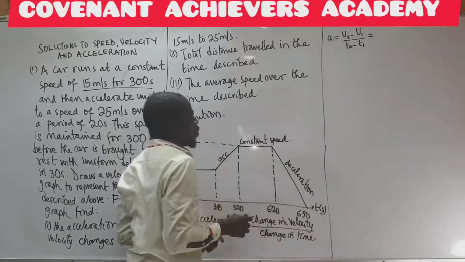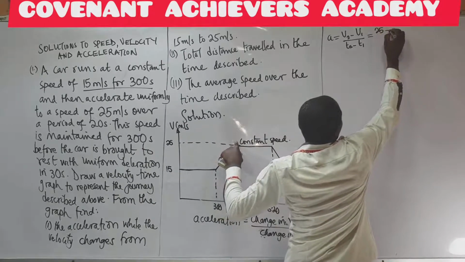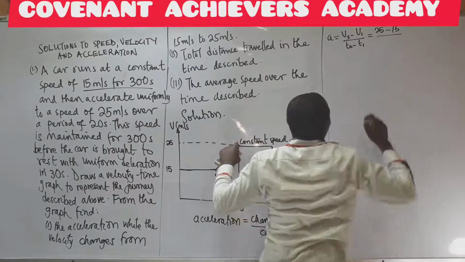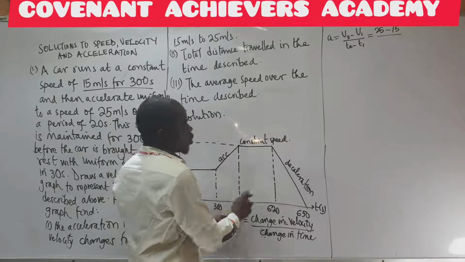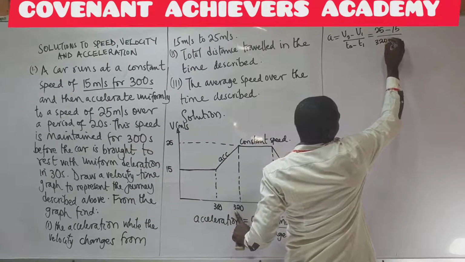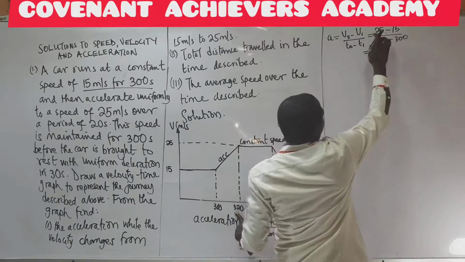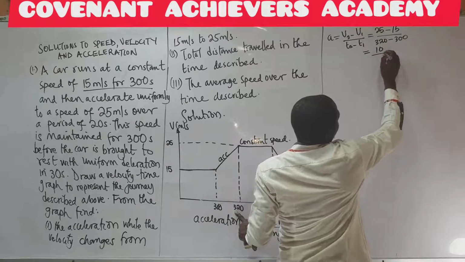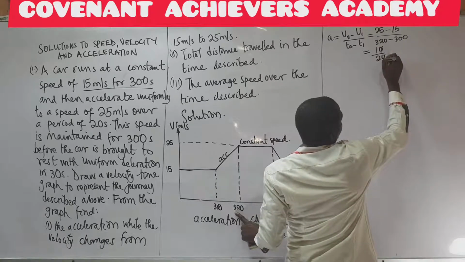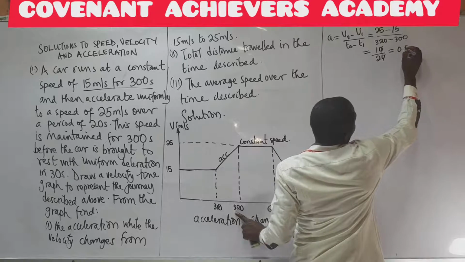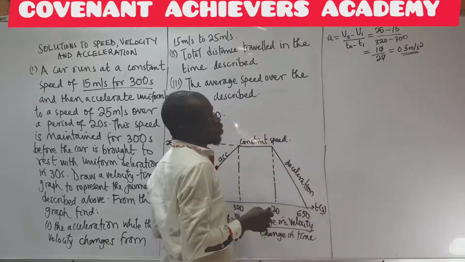Now from here, what's our V2? That's the final velocity that we have here, and that is 25, minus V1, that's 15. Then the time frame at which it changes is 300 to 320, so T2 is 320 minus 300. When you work that out, you get 25 minus 15, that is 10, divided by 320 minus 300, and that is 20. So the answer is 0.5 meters per second squared. That is the acceleration, and that is the first thing we were asked to calculate.